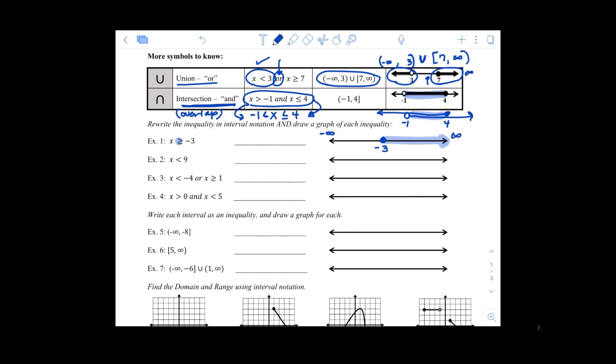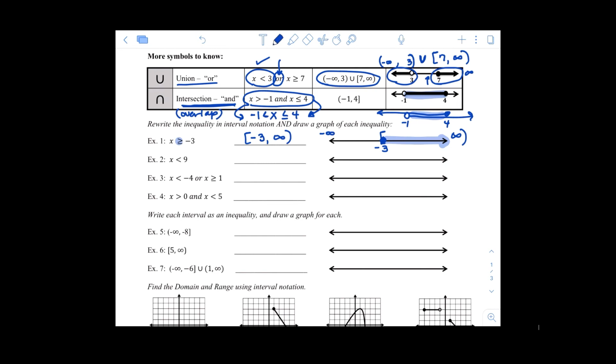How would I write that as an interval? You actually have what you need already on your number line. Just remember that the closed circle means bracket, and infinity always gets a parentheses. So the interval for this inequality would be bracket negative 3, comma, infinity.